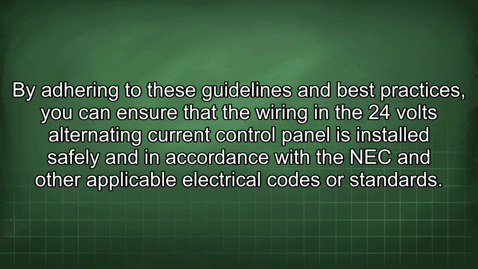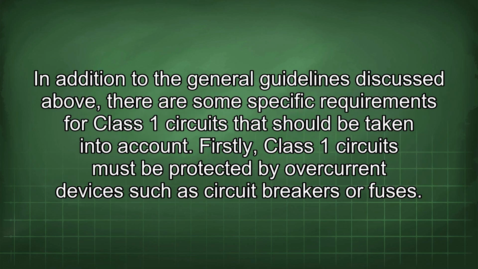By adhering to these guidelines and best practices, you can ensure that the wiring in the 24 volts alternating current control panel is installed safely and in accordance with the NEC and other applicable electrical codes or standards. In addition to the general guidelines discussed above, there are some specific requirements for Class 1 circuits that should be taken into account. Firstly, Class 1 circuits must be protected by overcurrent devices such as circuit breakers or fuses.